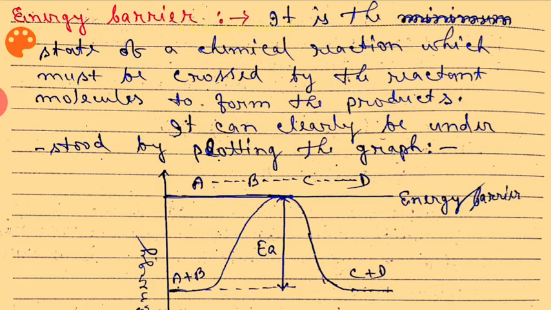What is energy barrier? It is the state of a chemical reaction which must be crossed by the reactant molecules to form products. It can clearly be understood by plotting the graph. Graph here you are seeing.